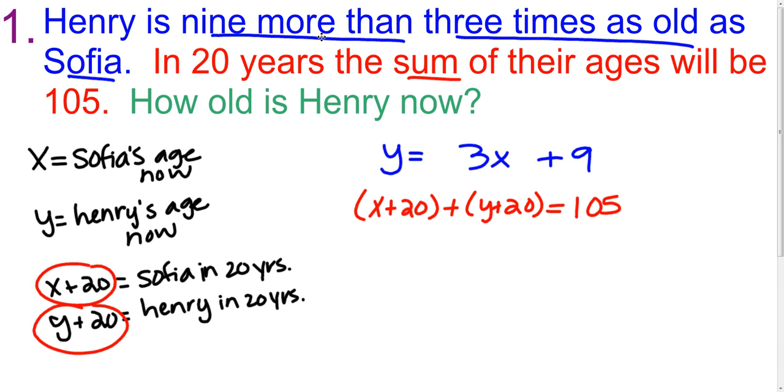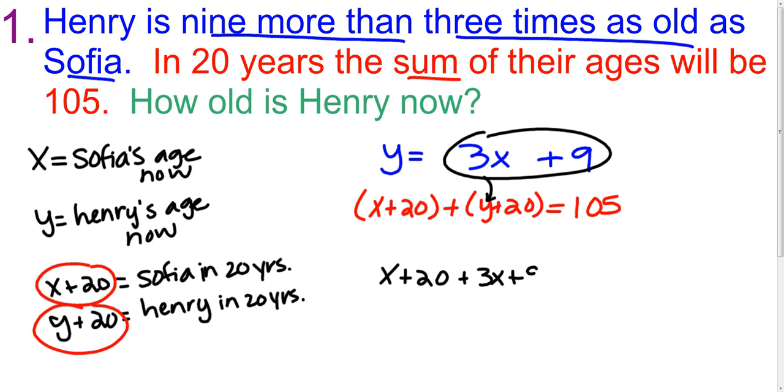And what I would suggest doing is solving this now with systems of equations using substitution. This top equation is already solved for Y, so I'm going to go ahead and circle it, and I will go to the opposite equation, and wherever I see a Y, I'm going to replace that with 3x plus 9. So I will have x plus 20 plus 3x plus 9 plus 20 equals 105.